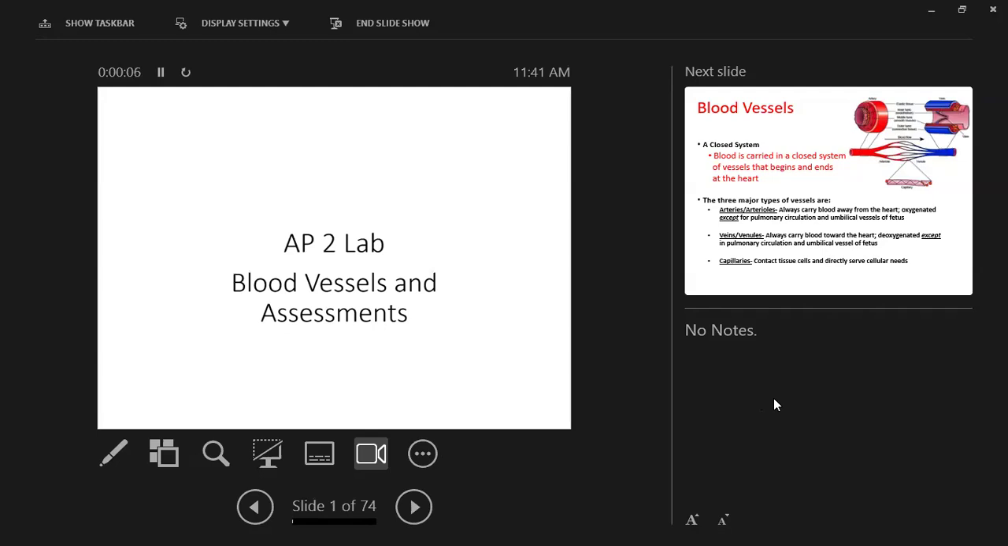Now this says blood vessels and assessments. We're going to do assessments tomorrow. I'm sure many of you have probably had this opportunity already. We'll be looking at EKGs, and we'll be looking at taking blood pressure and respiration rates, and taking the pulse. And if we get someone that's willing to run up and down the stairs a couple times, we'll see how the blood pressure and heart rate changes with that.